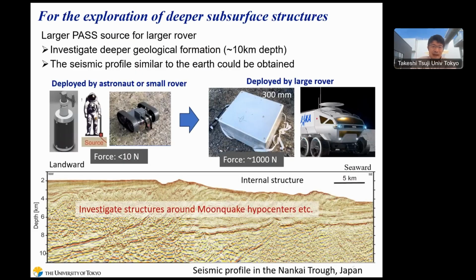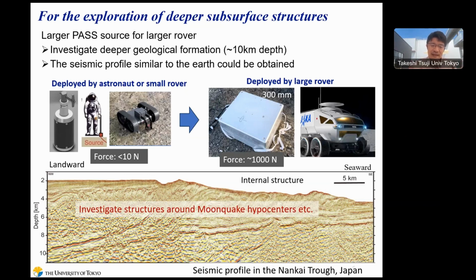This workshop is for the pressurized vehicle. In my previous slide, I explained the very small, minimal seismometer, so the investigation depth is maybe 100 meters or so. But we developed a larger type of seismic source too. Larger, but smaller than what we commonly use on the Earth. The size is about 300 millimeters, and it generates a force of about 1,000 newtons.